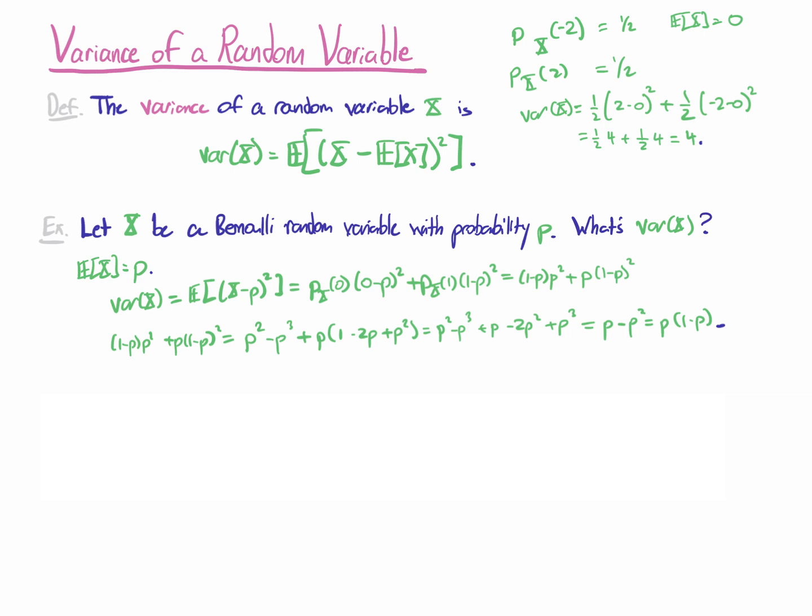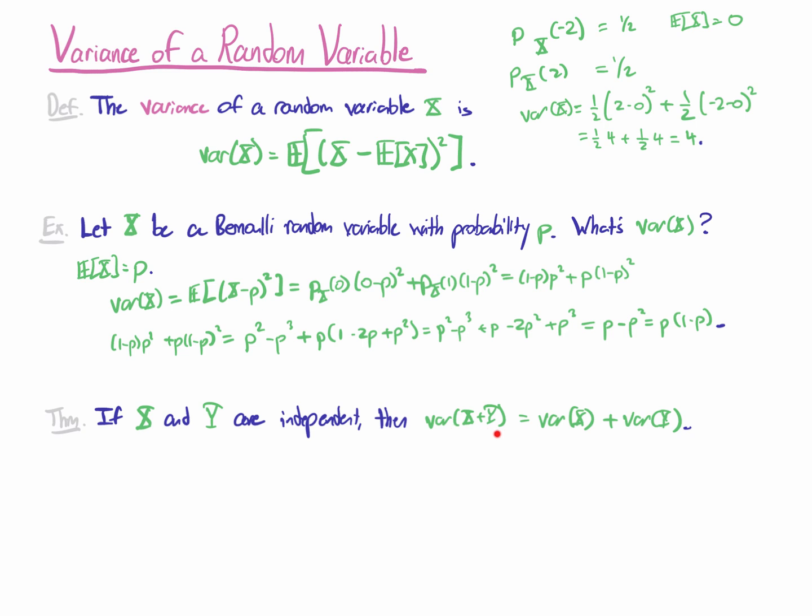There are lots of other useful things to know about variances, and you'll work a few examples on your own. One thing we'll note is that there's a useful theorem about independent random variables. If X and Y are independent, then the variance of X plus Y is equal to the variance of X plus the variance of Y. This is another case where it doesn't necessarily work if these random variables are not independent. I do need to check that before I'm ready to use a formula like this.